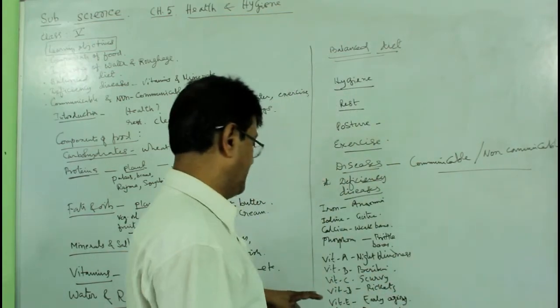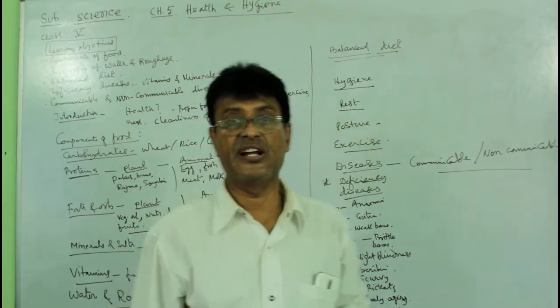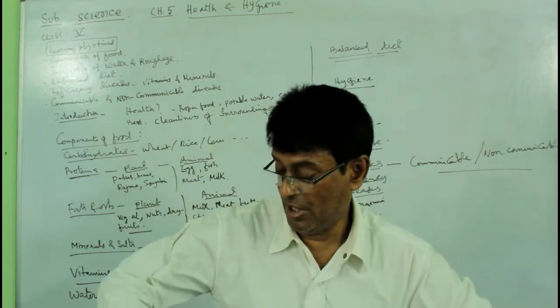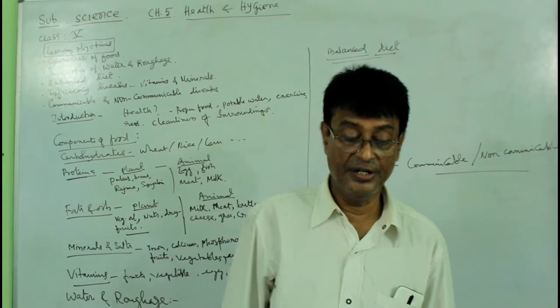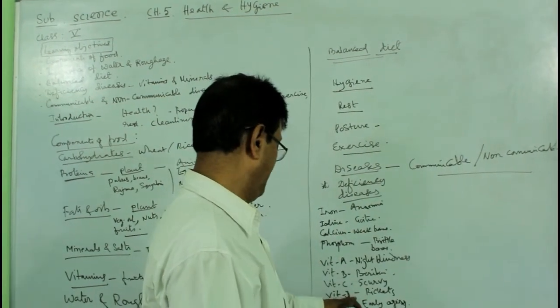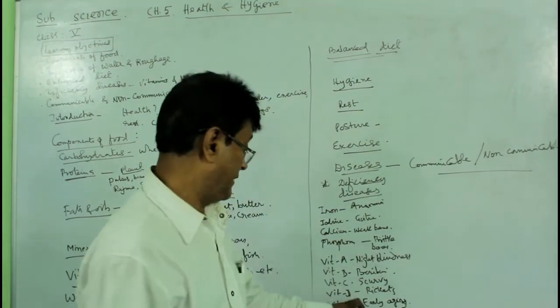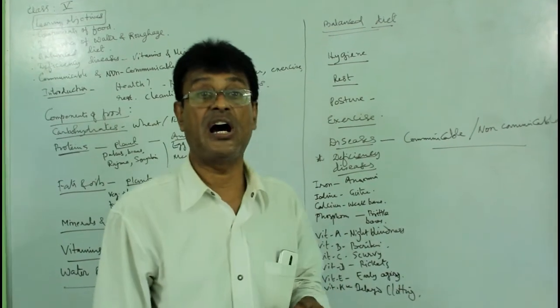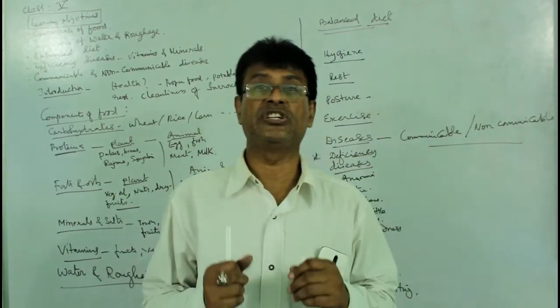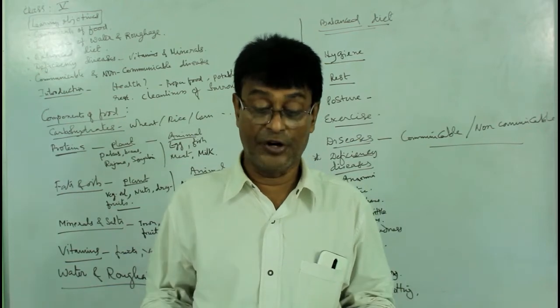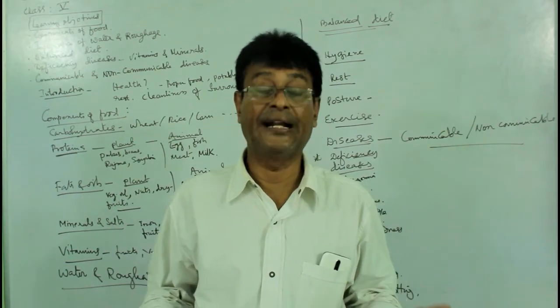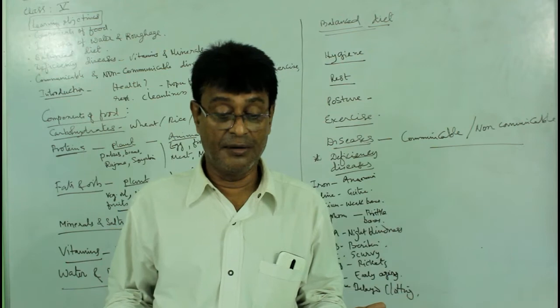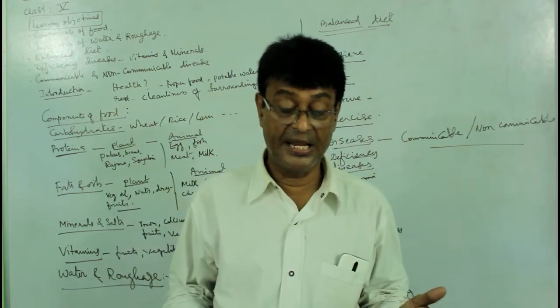Now, next is vitamin D. Vitamin D deficiency causes rickets. In children, you see the bones are bent. Then we have vitamin E. Vitamin E deficiency causes early aging. Suppose your age is 20 years, but you look like 40 years. That is early aging, and it can be prevented by having milk, egg, etc.